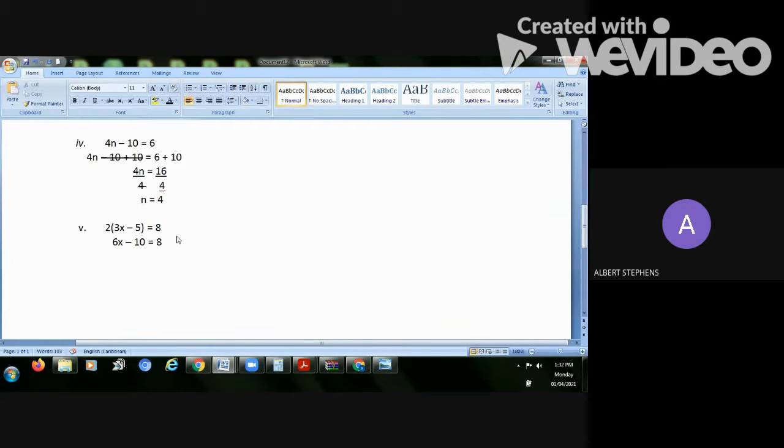And then we get rid of this negative 10. To get rid of this negative 10, we add 10 to it. So I have 6x minus 10; we add 10 to it. If we add 10 on the left, we have to add 10 on the right. That will go away, leaving back what?